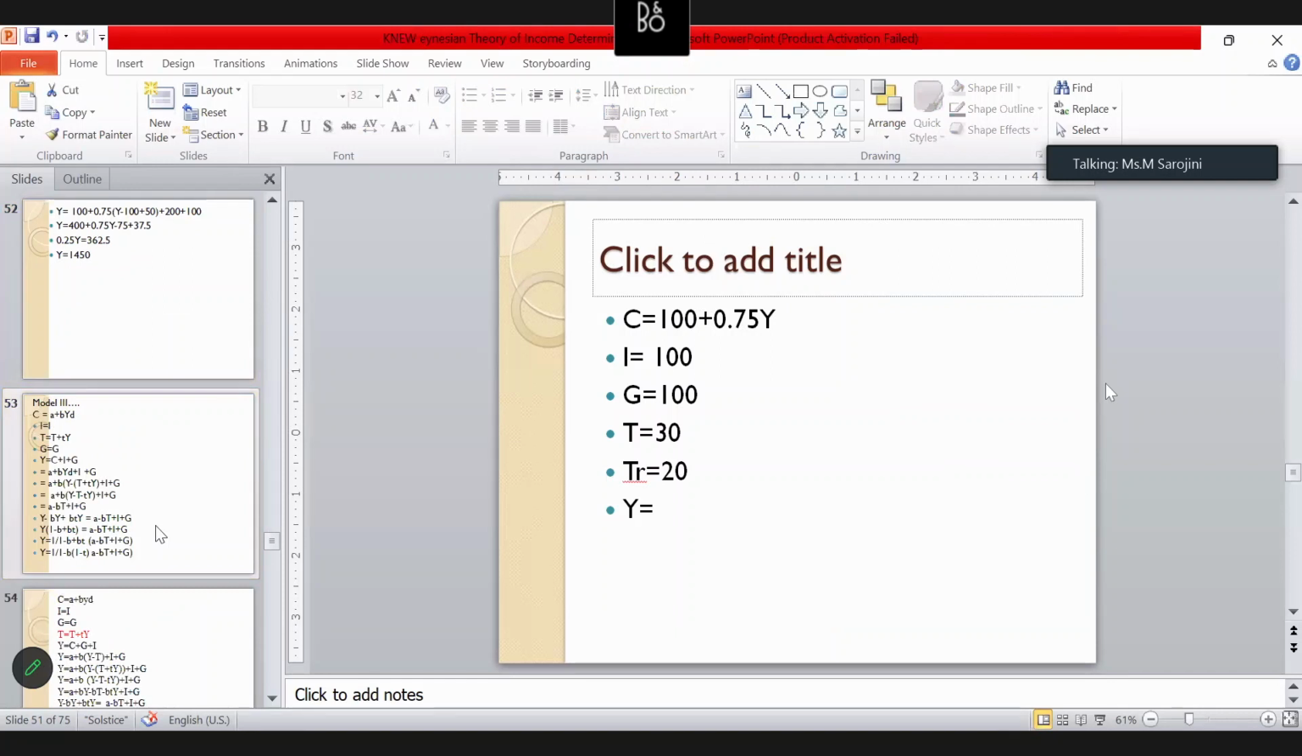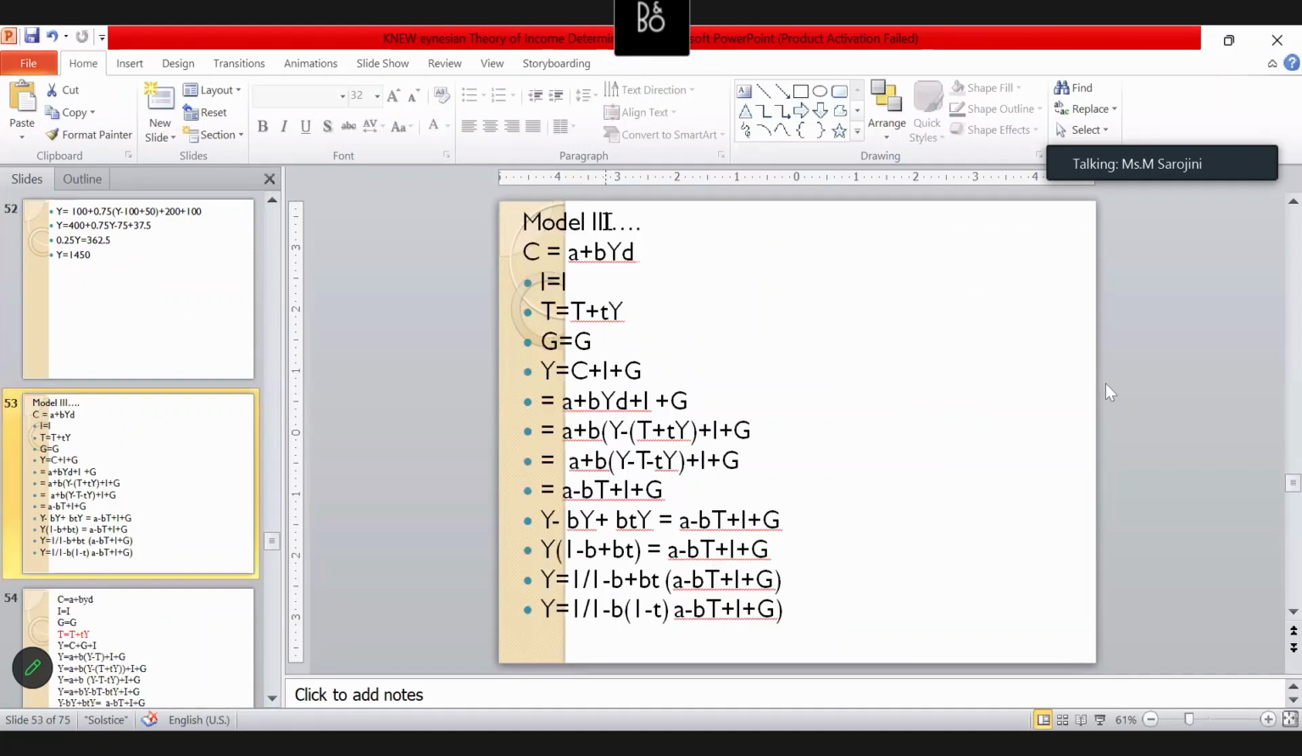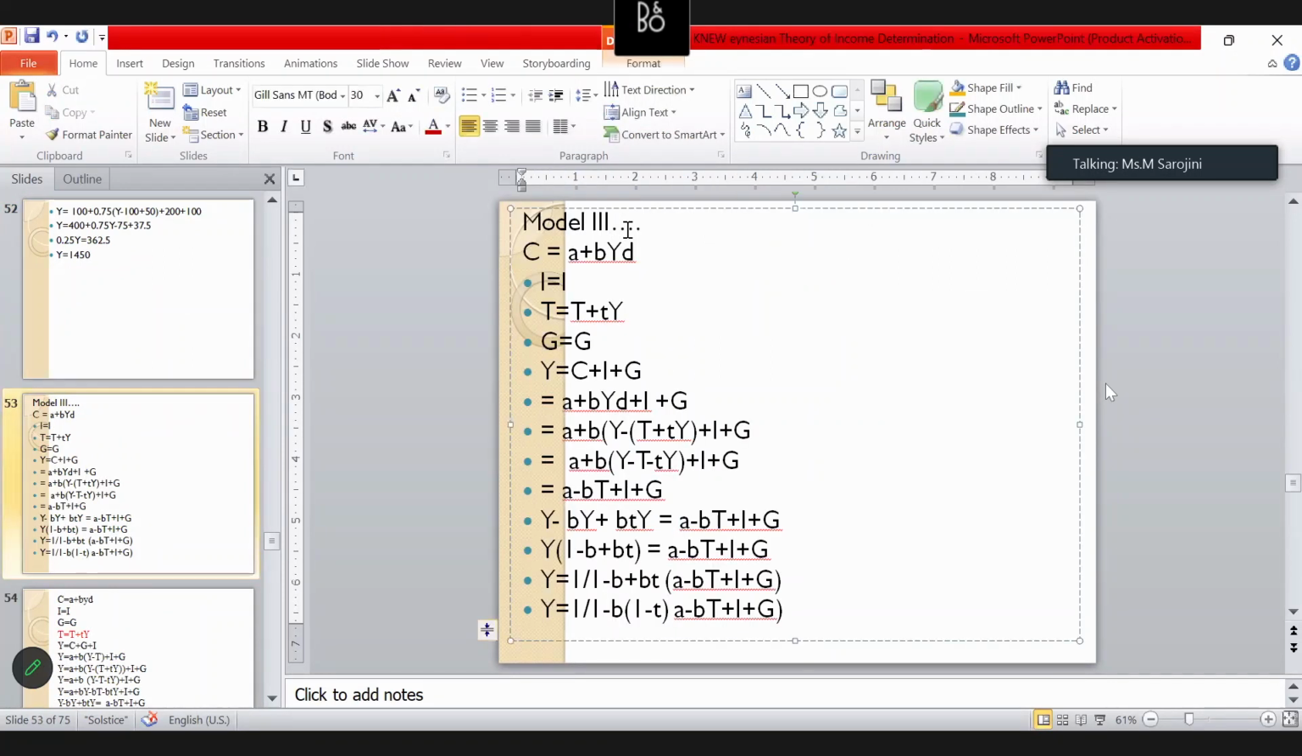Now we will move to model 4. Model 4 is the tax as a function.